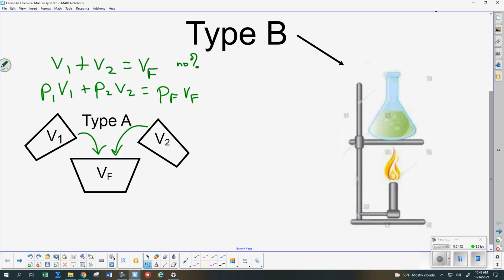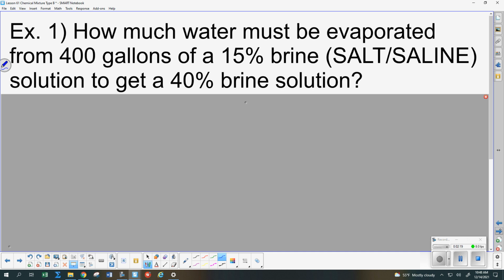So in type 2, the difference is going to be that we have an initial amount and we take something away from it. Usually we boil off water or something like that to get the final amount. And we're still going to have the first percent times the first volume, but now minus the second percent times the second volume to be the final percent times the final volume. So type A is adding them together. Type 2 is taking something away from it. So let's do an example of type 2.